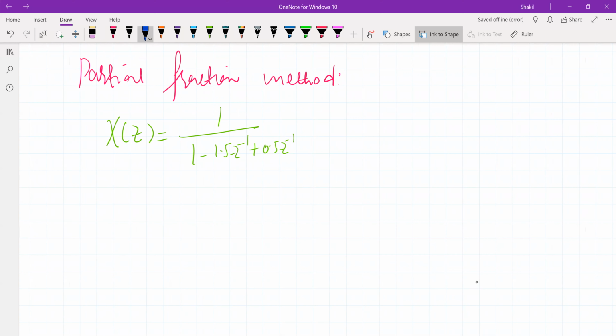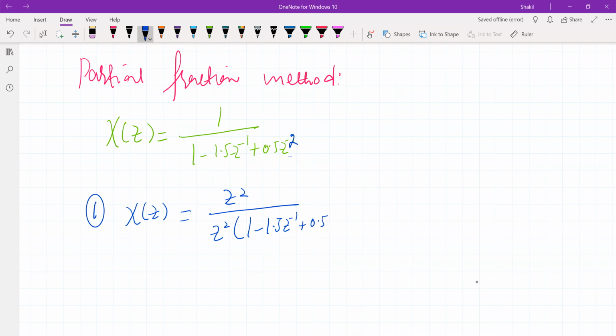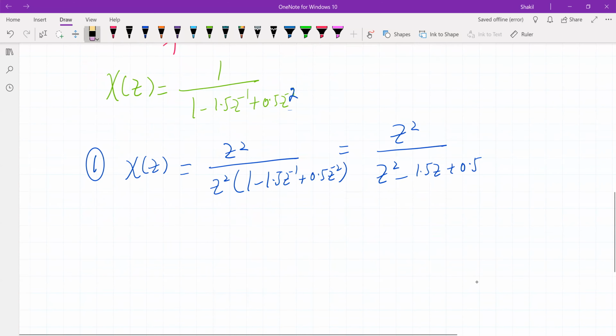Now the first step in this partial fraction method is what we do. We multiply the numerator and denominator by the highest power of z. So we multiply the numerator by z square and denominator by z square. Let's see what this equals. This will be simply z square by z square minus 1.5 z plus 0.5.